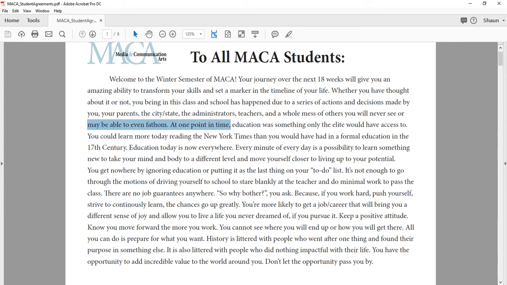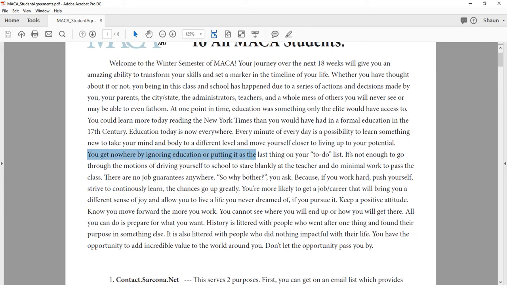At one point in time, education was something only the elite would have access to. You could learn more today reading the New York Times than you could in a formal education in the 17th century. Education today is now everywhere. Every minute of every day is a possibility to learn something new, to take your mind and body to a different level and move yourself closer to living up to your potential. You get nowhere by ignoring education or putting it aside as the last thing on your to-do list.